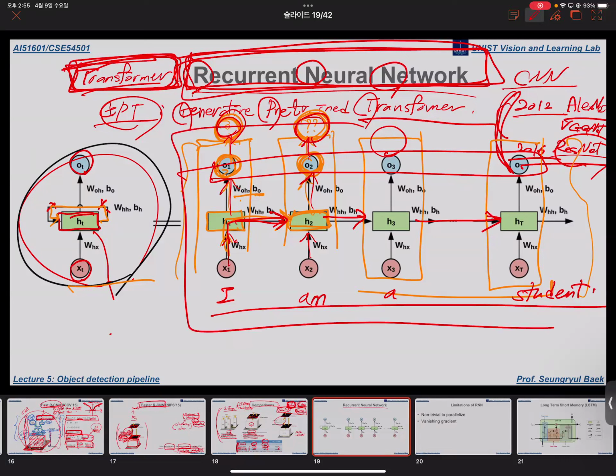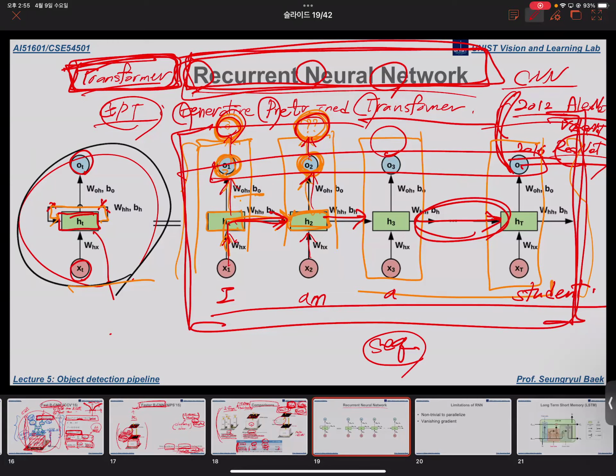Anyways, this kind of route to transmit previous information to subsequent tasks is helpful when dealing with this kind of sequential data. And when representing this kind of architecture, simply we can draw it like this, having some recurrent route. So we can just draw the RNN, the recurrent neural network, this way.